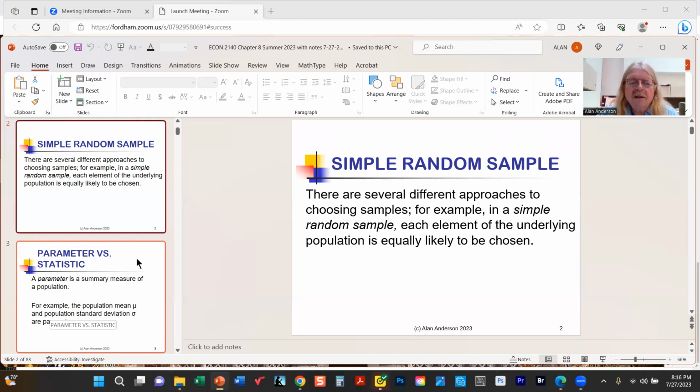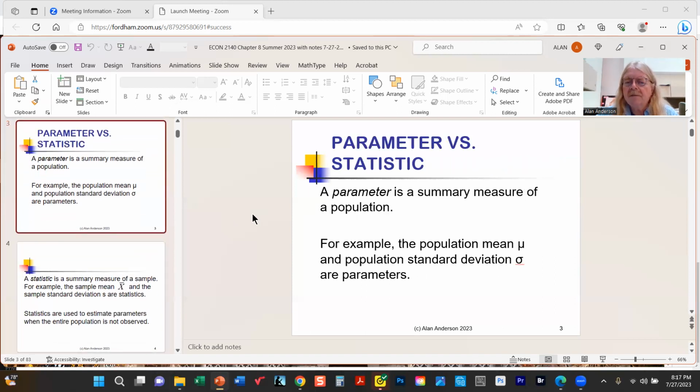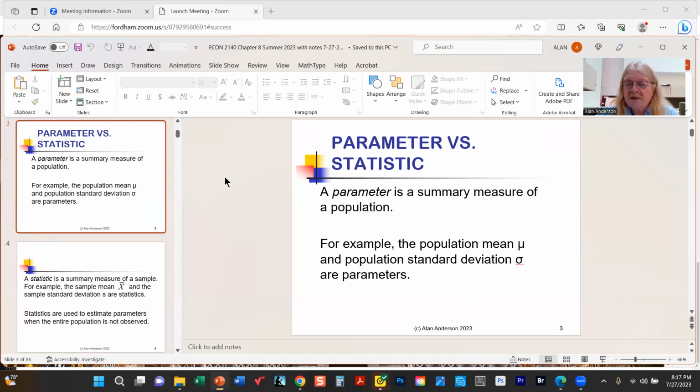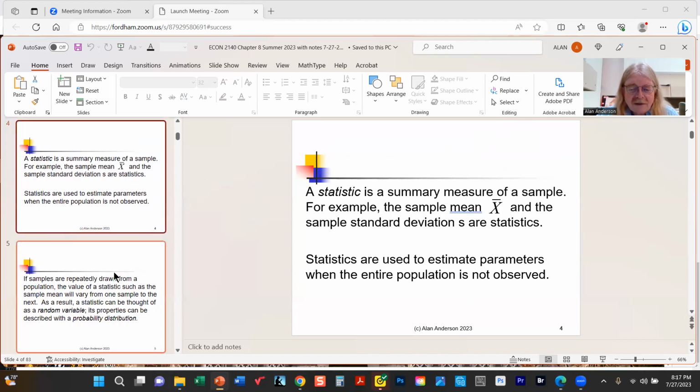But before we get into that, there's a couple of definitions we need to know. The words parameter and statistic. A parameter is nothing but a summary measure of a population, and we've already seen several of them, including the population mean, mu, and the population standard deviation, sigma. Okay, so those are referred to in statistics as parameters. A statistic, on the other hand, is a summary measure of a sample, like X bar or S, the sample standard deviation, X bar, the sample mean. Those are defined as statistics.